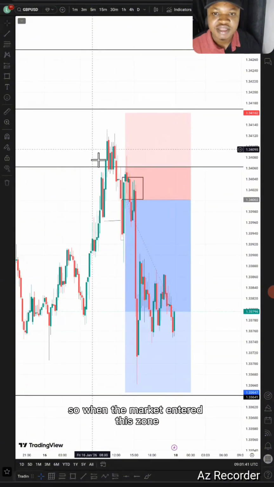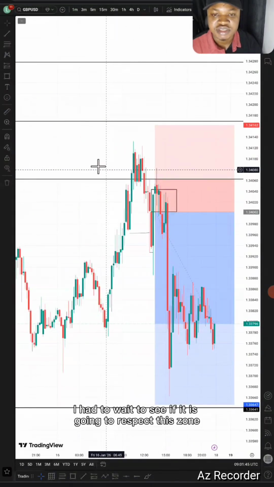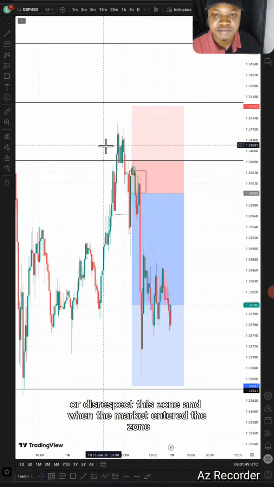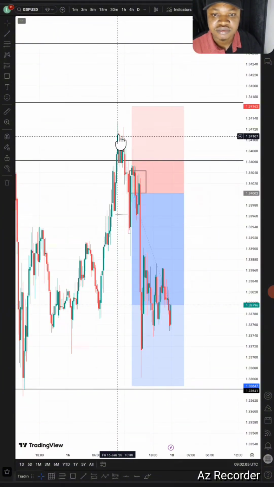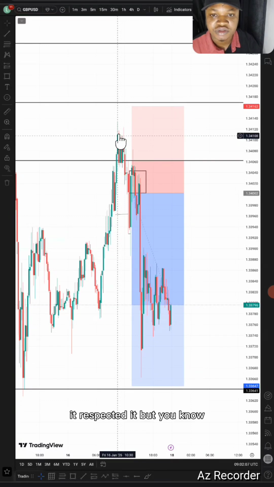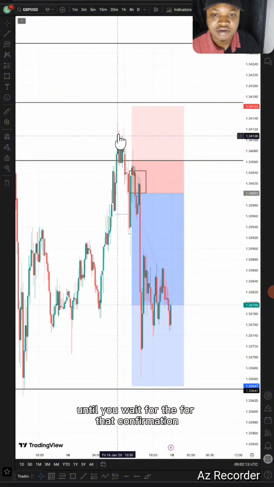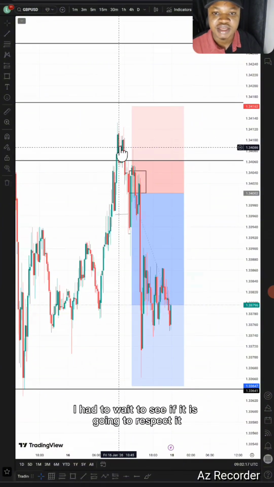So when the market entered this zone, I had to wait to see if it was going to respect the zone or disrespect the zone. And when the market entered the zone, it respected it. But you can't know if the market is going to respect your zone or not until you wait for that confirmation. So when the market entered into the zone, I had to wait to see if it was going to respect it.